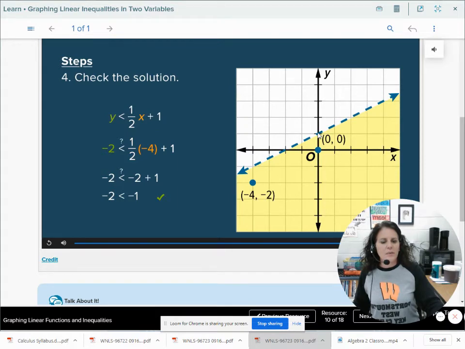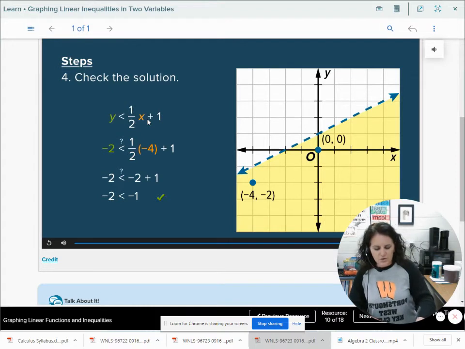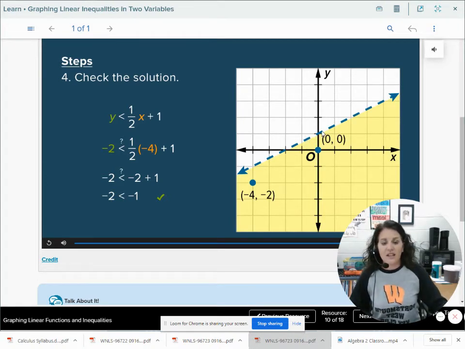Look at the point 0, 1. If I was to plug that in, 0 for x, I have 1/2 times 0 plus 1 is less than, and then my answer is 1. Well, of course, 1/2 times 0 is just 0. Is 1 less than 1? No, 1 is equal to 1. It's not less than 1. So that point is not true.